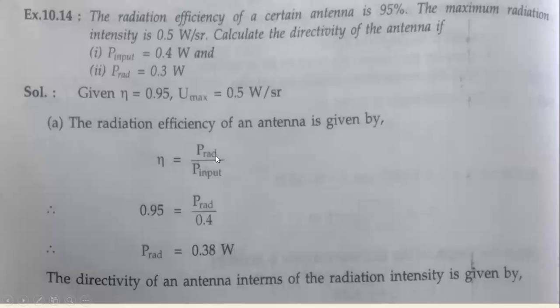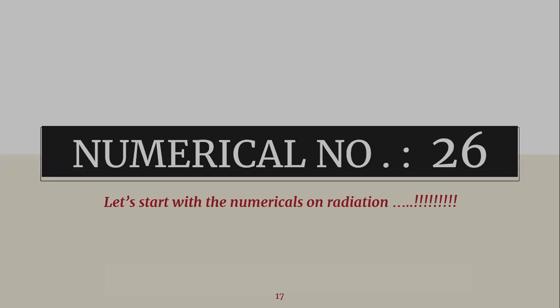The radiation efficiency of an antenna is given by efficiency equals P radiated divided by P input. So P radiated we need to calculate, and the efficiency is given as 0.95. The input power is given as 0.4. In this way you can calculate P radiated as 0.38 watt.